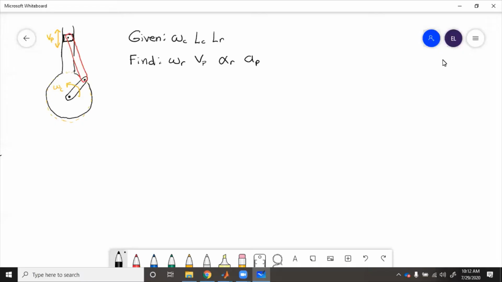So here we have the piston, cylinder, crank inside of an engine. Then this is the crank, which has length of LC, which is 0.1 meters. And omega, we'll say, is 500 RPM. It's going pretty fast. Then the length of the rod is 0.2 meters.